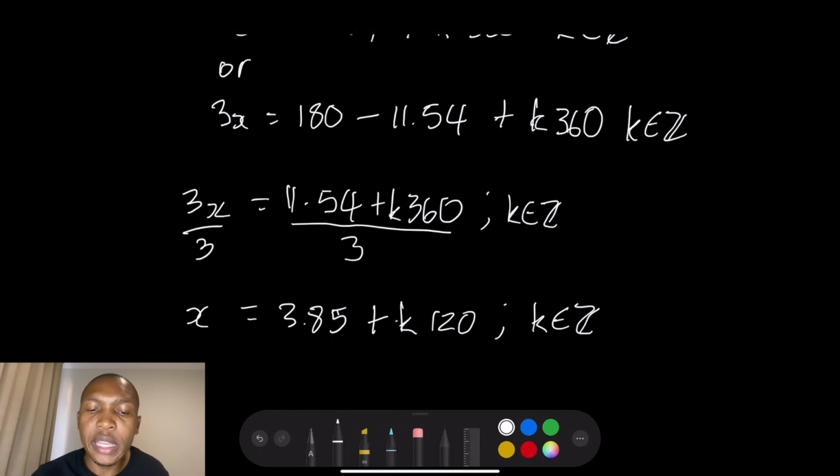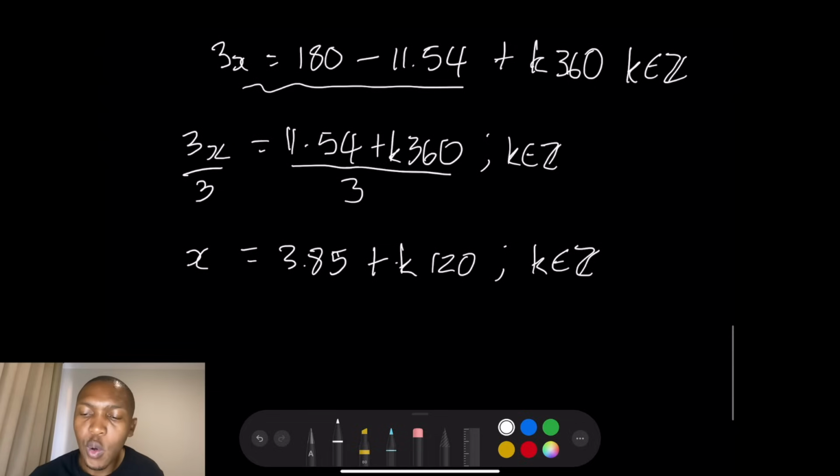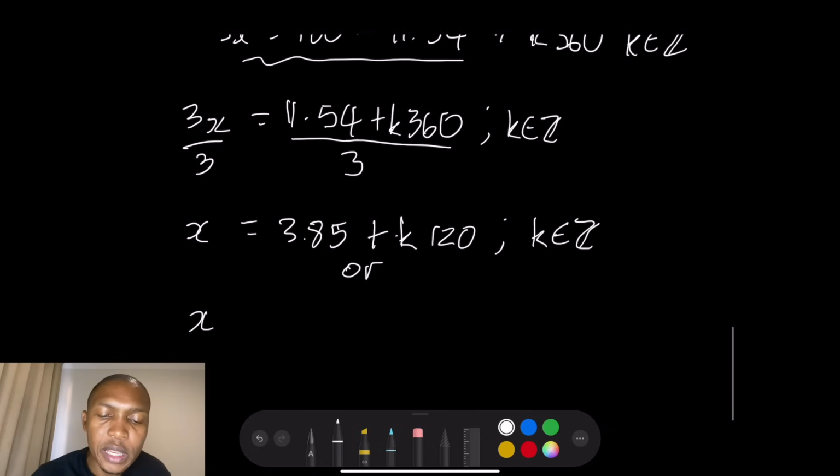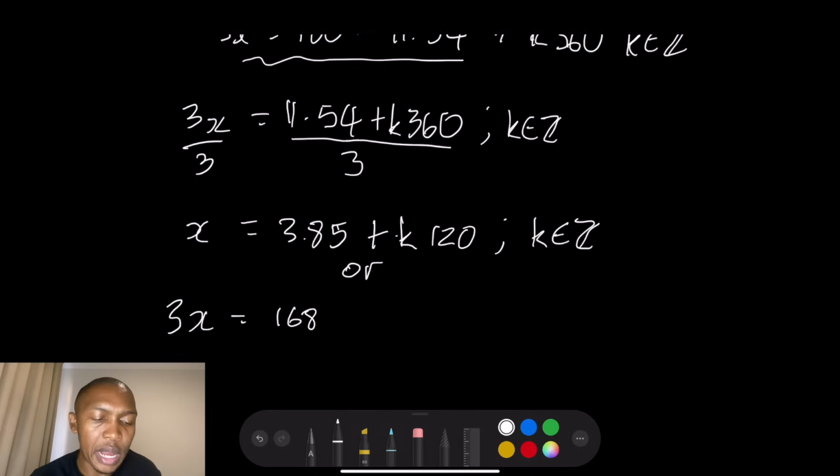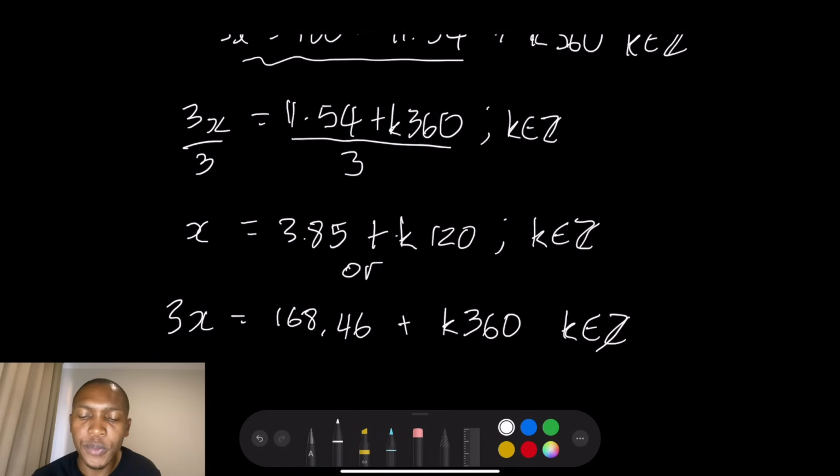And remember, our second solution was this one. Let me get that 180 minus 11.54. And in this case, I get 168. So this is our second answer. Actually 3x is equal to 168.46 plus k360, where k is an element of integers.